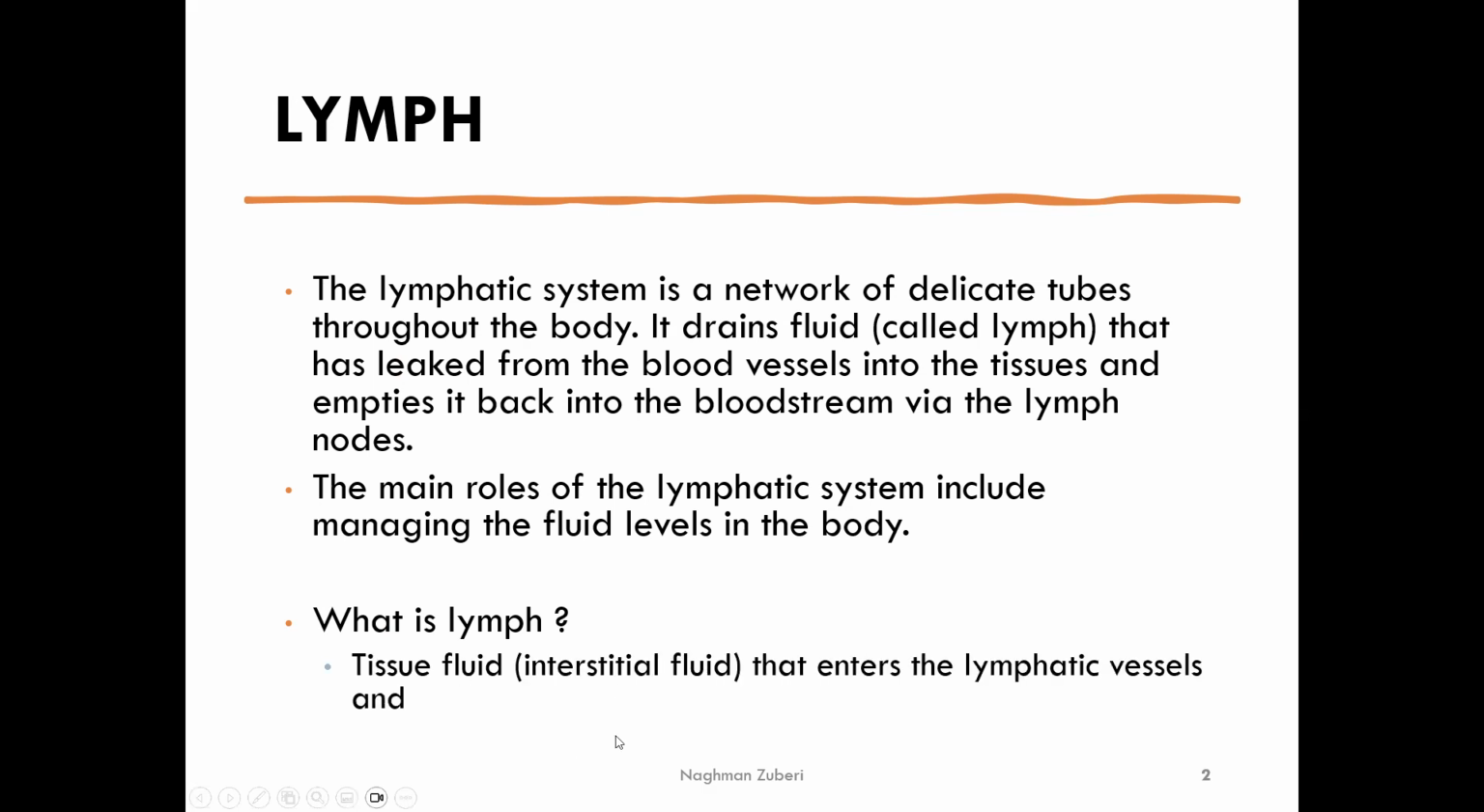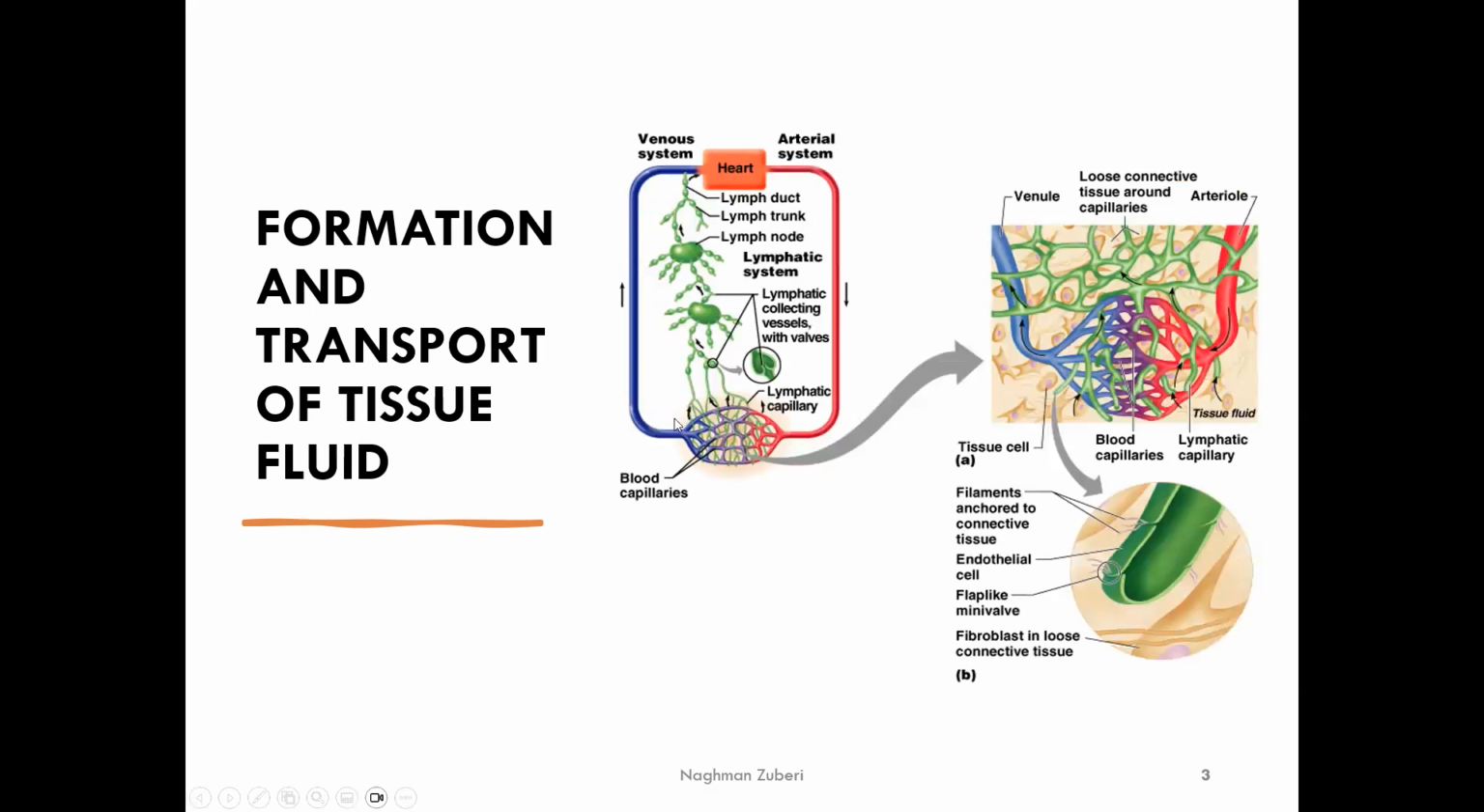Now, the question arises, what is lymph? Lymph is a tissue fluid, which is interstitial fluid that enters the lymphatic vessels and is carried back to the bloodstream in the subclavian veins. As we know, we have a circulatory system: the heart pumps oxygenated blood, which comes after oxygenation from the lungs, to the various parts of the body. Veins collect the deoxygenated blood and carry it back to the heart. The heart sends it to the lungs, from where after oxygenation it comes back, and the cycle continues.